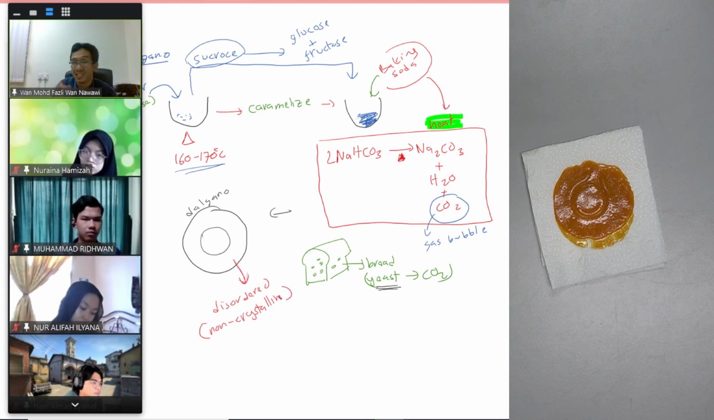We will talk about crystallinity in detail later on. But for the time being, just imagine that inside this Dalgona there are molecules here and there. So it's not ordered as what we see in metal. Same thing as glass. So when I talk about this, it is equivalent to glass.